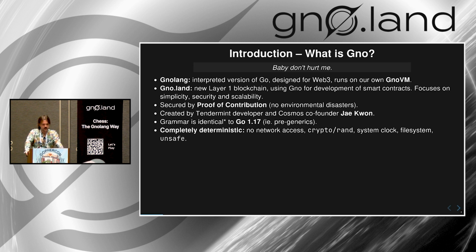Our chain is secured by proof of contribution. So if you know a bit about Bitcoin and Ethereum, you may know that Bitcoin is based on proof of work, while Ethereum is based on proof of stake.